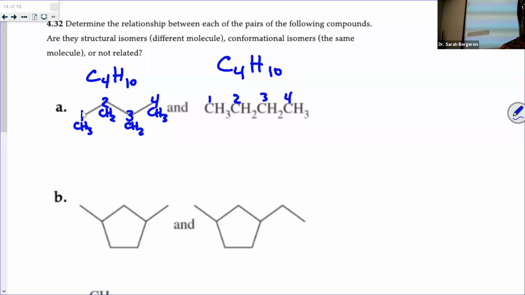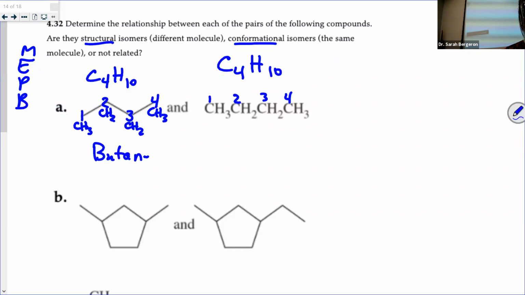So are they isomers? Yes. Now the question is, are they structural isomers or conformational isomers? The way that you figure this out is if you name them differently. So let's name the skeletal structure on the left. How would we name that one? If we have 4 carbons, right? Me, eat peanut butter. 4 carbons is butane. There's no double bonds, right? There's nothing coming off of it. We don't have any substituents.